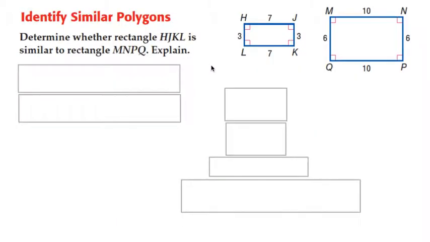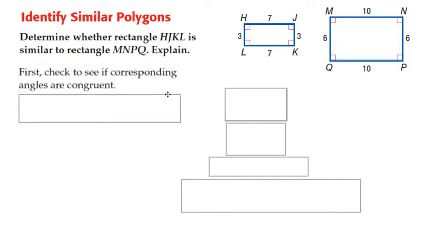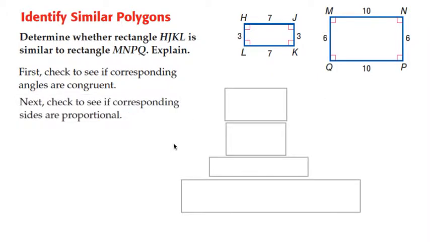So let's go ahead and work with identifying some similar polygons. Our problem says determine whether rectangle HJKL is similar to rectangle MNPQ. So the first thing we want to do is check to see if we have corresponding angles that are congruent. And in fact we do. They're all 90 degrees. These are both rectangles. So all the angles are equal in measure. So that works. And our next thing is to see if the corresponding sides are proportional.